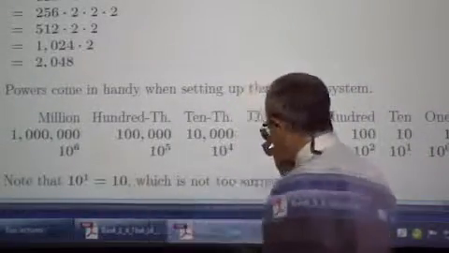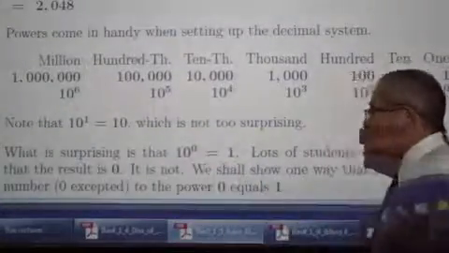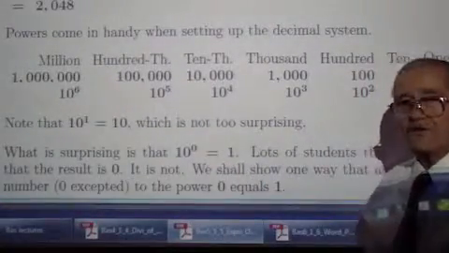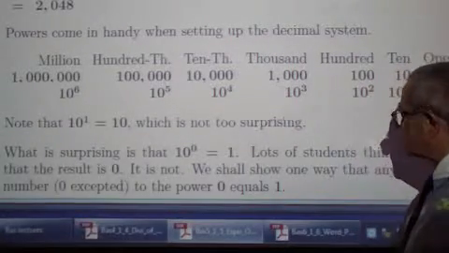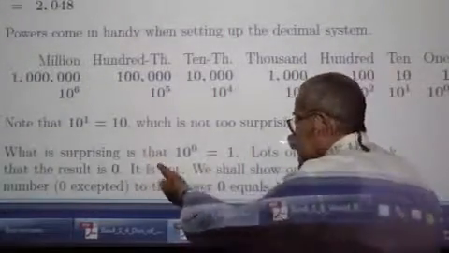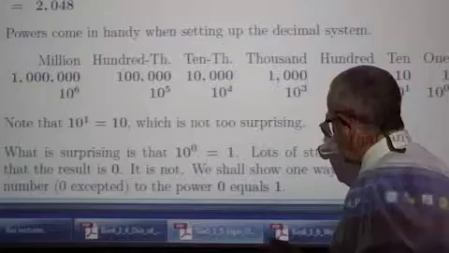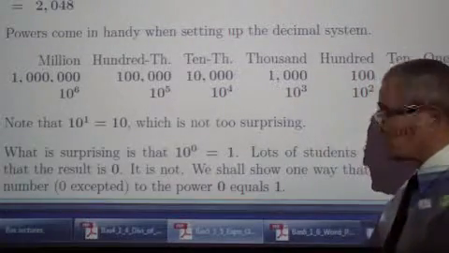10 to the 1 is 10. That's not surprising. But 10 to the 0 is equal to 1? Wow! Would you have guessed that? 10 to the power 0 is 1? Lots of students think that you have to multiply these two and this is 0. It is not. I will show you later that any number to the power 0, except 0 itself, is 1.